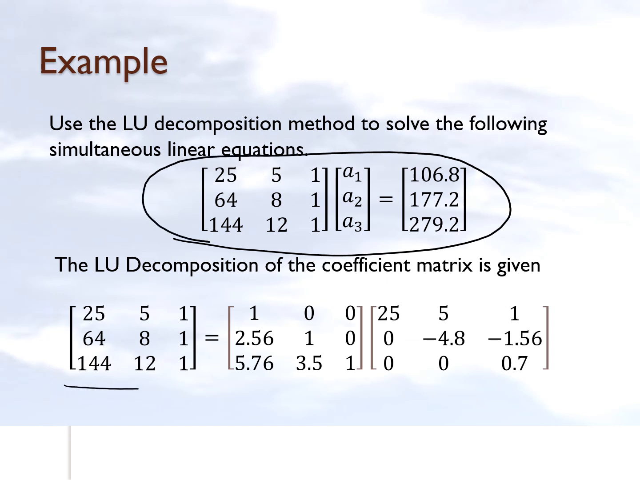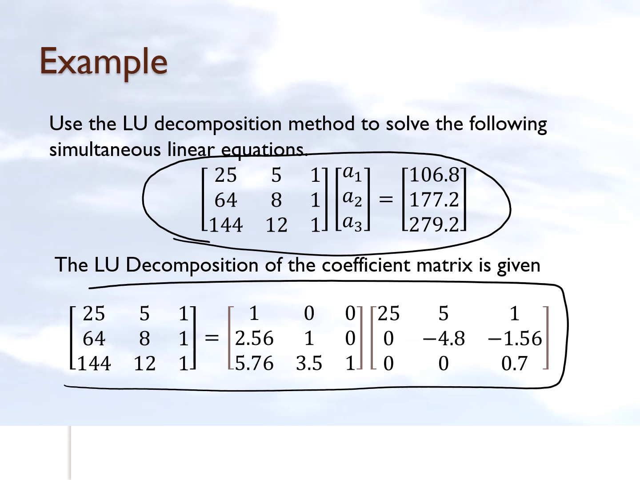We are given the LU decomposition of the coefficient matrix. This is our lower triangular matrix. This is the upper triangular matrix. So it's already given to you. If you want to figure out how we do the LU decomposition of the matrix itself, go to the video description and you will see a link there.